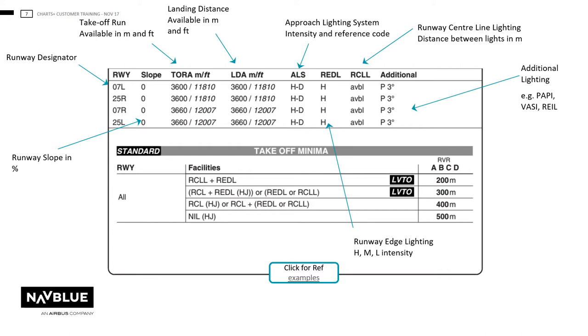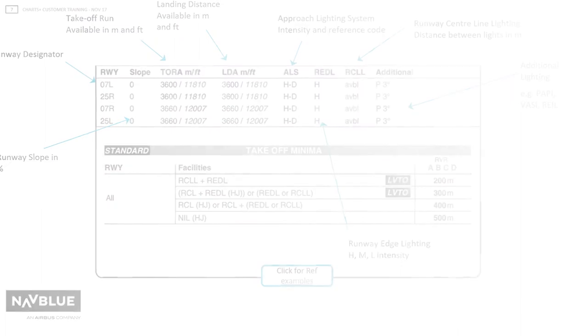Approach lighting system showing highest intensity, high, medium or low, followed by a reference code letter related to the approach lighting configuration. If detail is not published, the abbreviation available AVBL will be inserted. Here are some examples of ICAO and FAA approach lighting reference codes and how they would be presented on the chart. Please familiarise yourself with the different lighting.